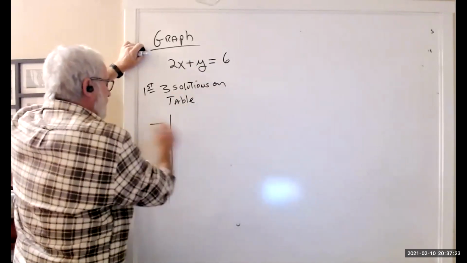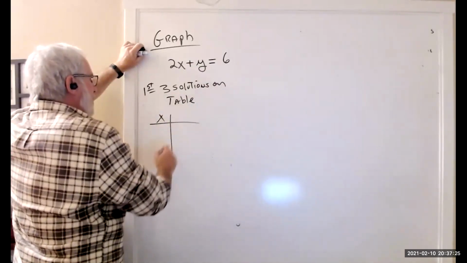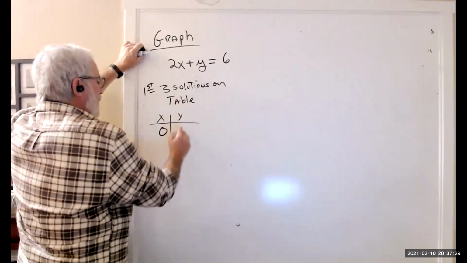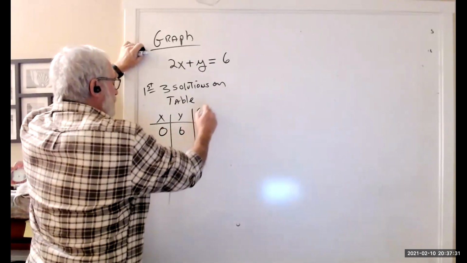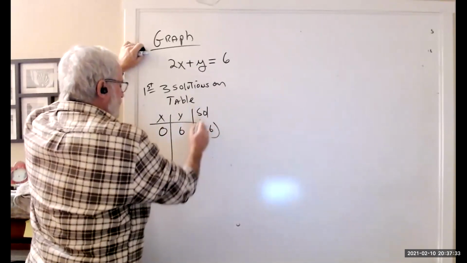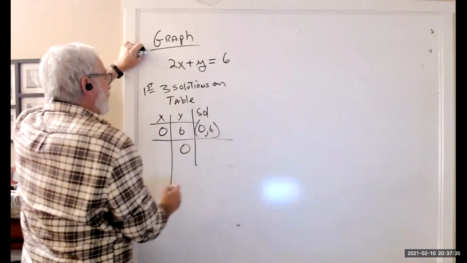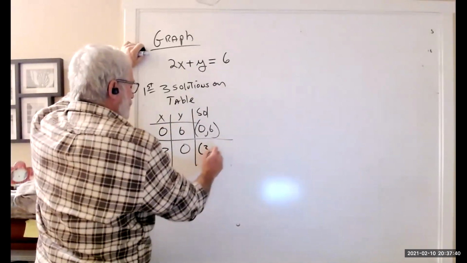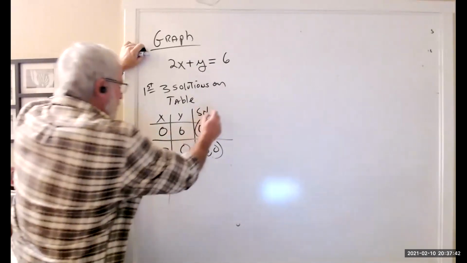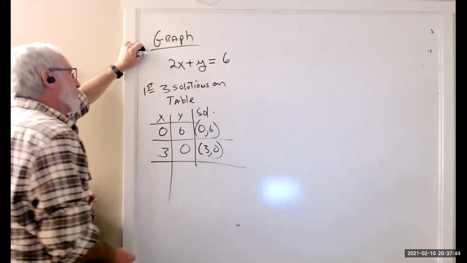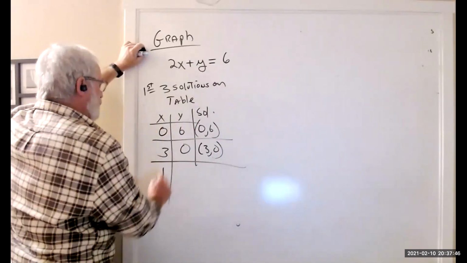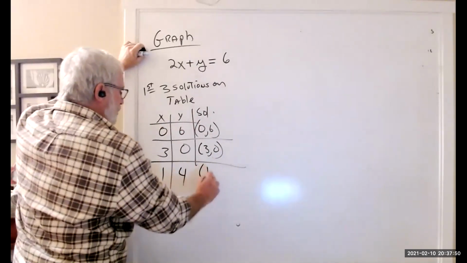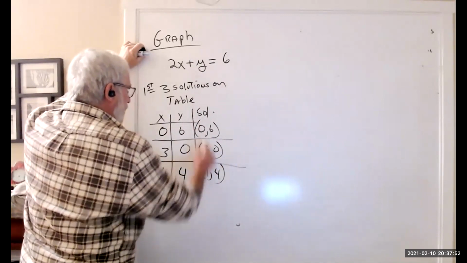Okay, so x is 0, y is 6, so our solution is 0, 6. If y is 0, x is 3. Trust me, I never make mistakes. Just trust me, I'm doing it right. If x is 1, I think y turns out to be 4. So 1 comma 4.